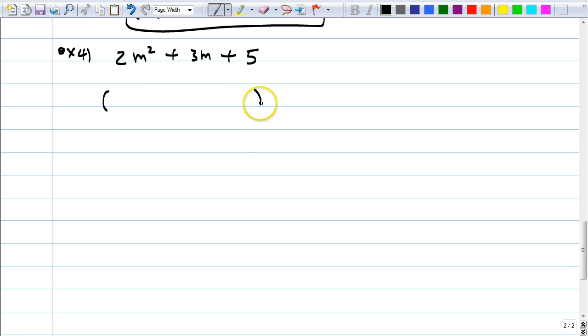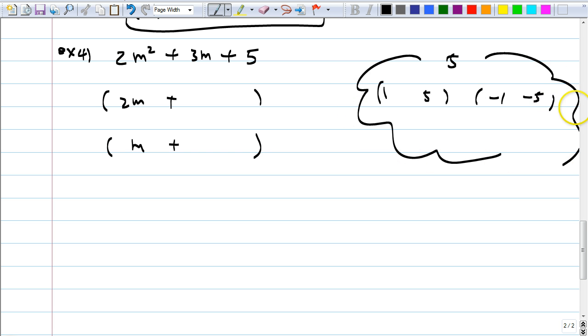First of all, we know the only way to get 2m squared is 2m and m, right? And then we got 5. There's of course 1, 5, 5, 1. Are there any others? Oh, 1, 5 and negative 1, negative 5. Are there any other ways to get 5? No. So let's try 1, 5.